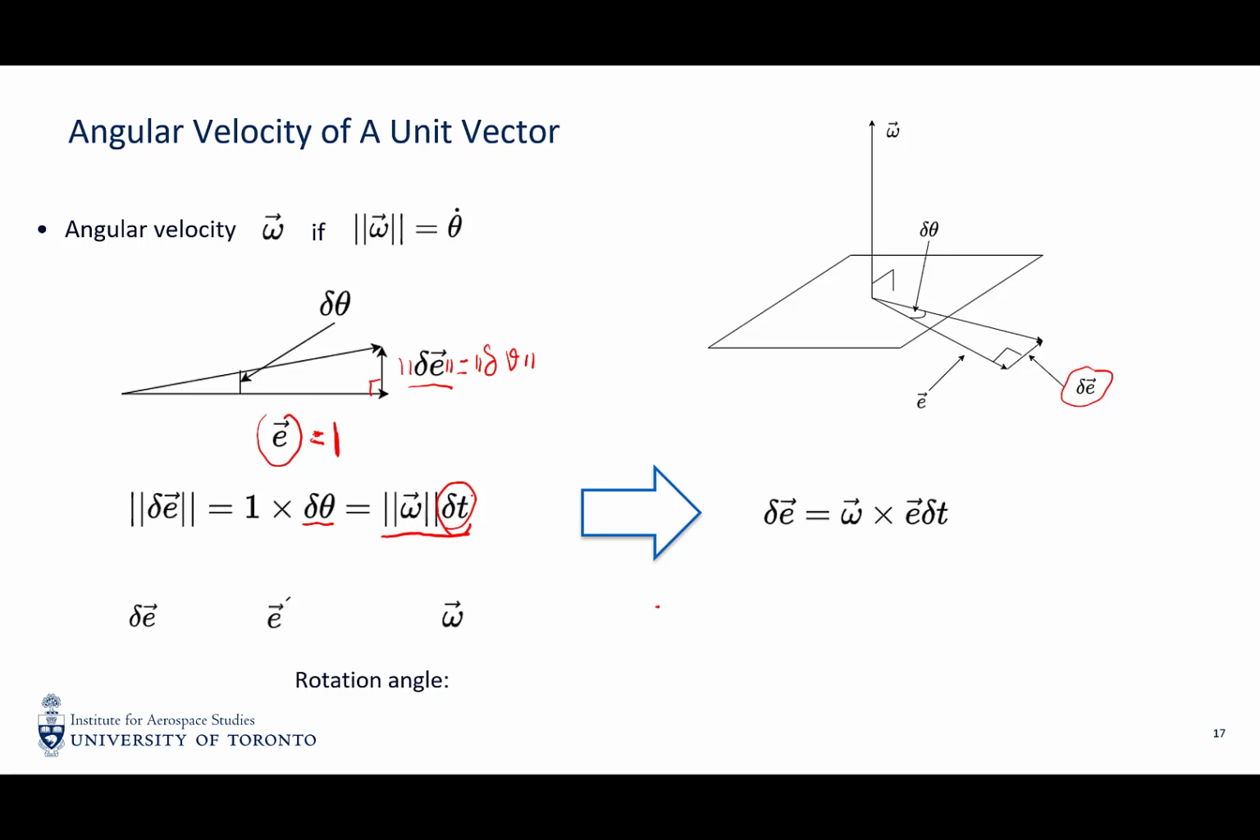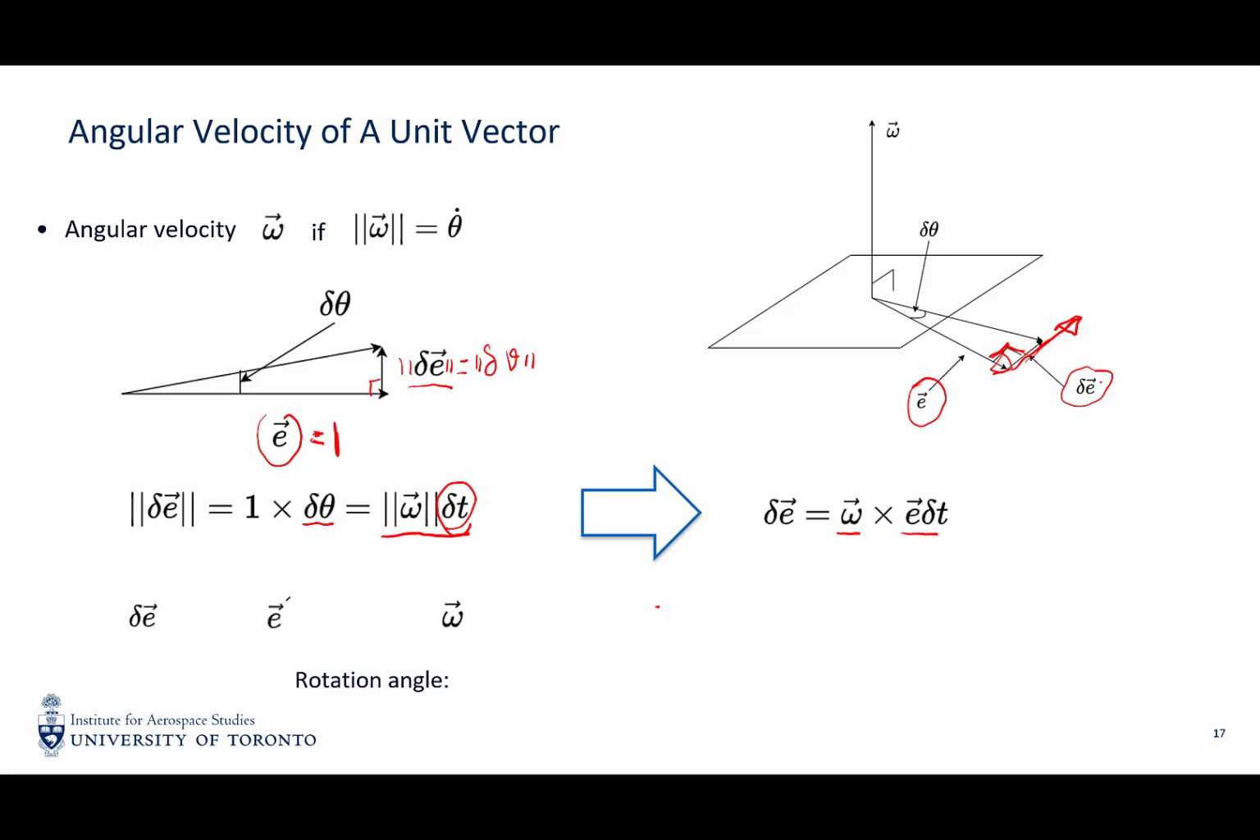Now, what about the direction of this small increment? Take a look at this picture here. The small increment is in this direction, but it is within the plane defined by this normal vector omega. And also, because it's a very small infinitesimal rotation, it is also perpendicular to E. Now we can immediately see that this satisfies the definition of cross product. So if we do the cross between omega and E by using the right-hand rule, it will actually give us the direction of delta E.